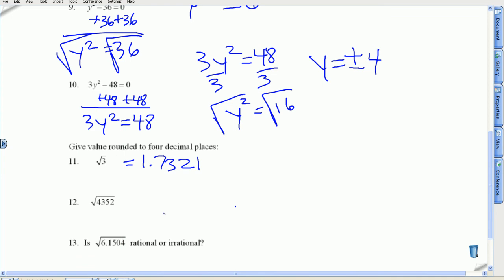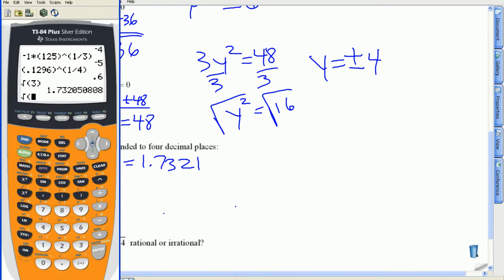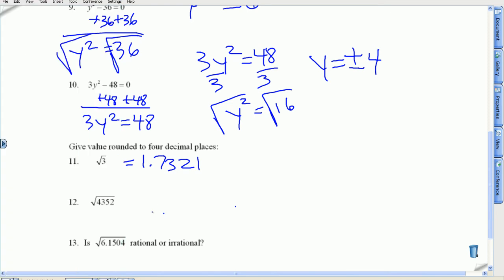And then we want the square root of 4352. 65.96969. That 9 is going to round that 6 up to a 7. So 65.9697. I got my little dots here. I'll clean those off for you.